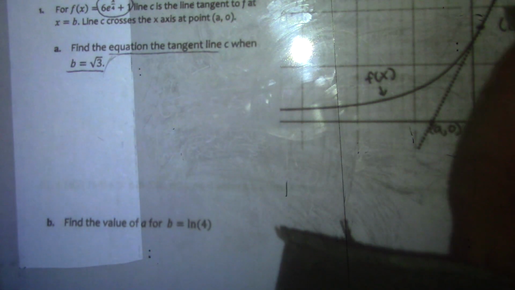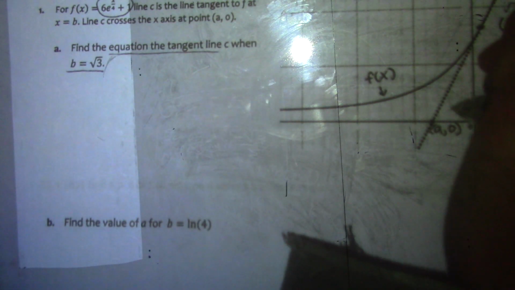First, I just want to find the equation of the tangent line C. So I want to know what is the equation of this line when B equals root 3. So basically, when x is root 3, what is the equation of the tangent line? So that's going to be y minus, you need to find what y1, or let's just call it f of root 3 is. And you're also going to need to know what f prime of root 3 is for your slope.